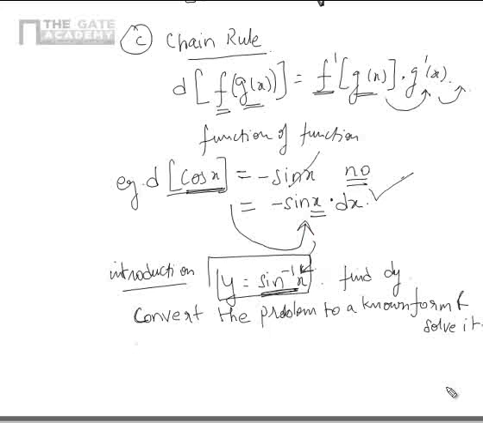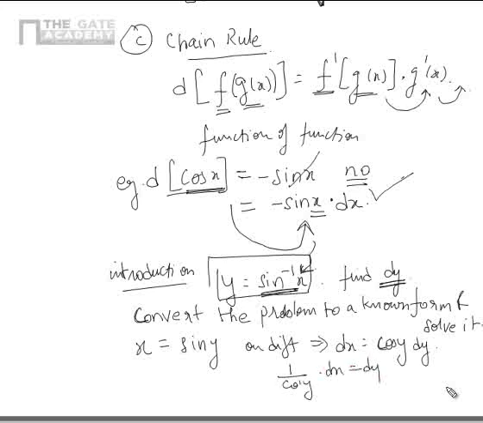So how can I write this? I can remodel and write this as x is equal to sine y. Correct? Now differentiate both sides. On differentiation, what do we get? dx is equal to cos y dy. Now I need to find dy. Correct? What is dy? dy is 1 by cos y dx.